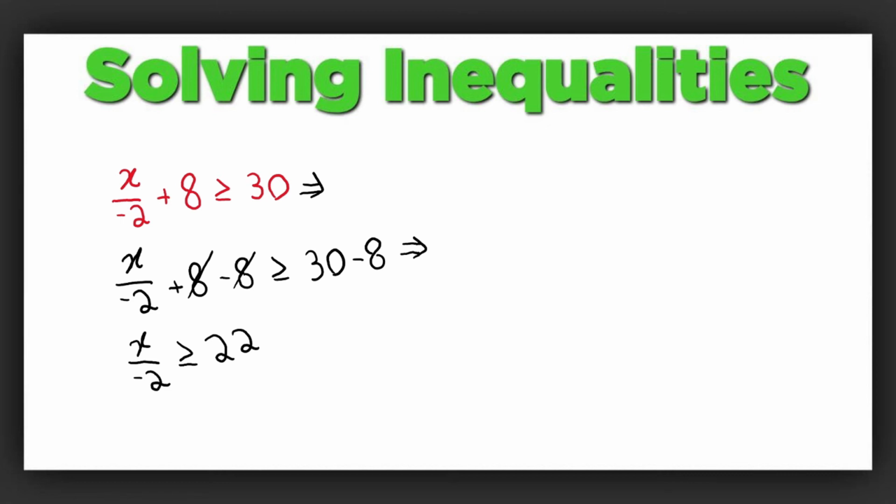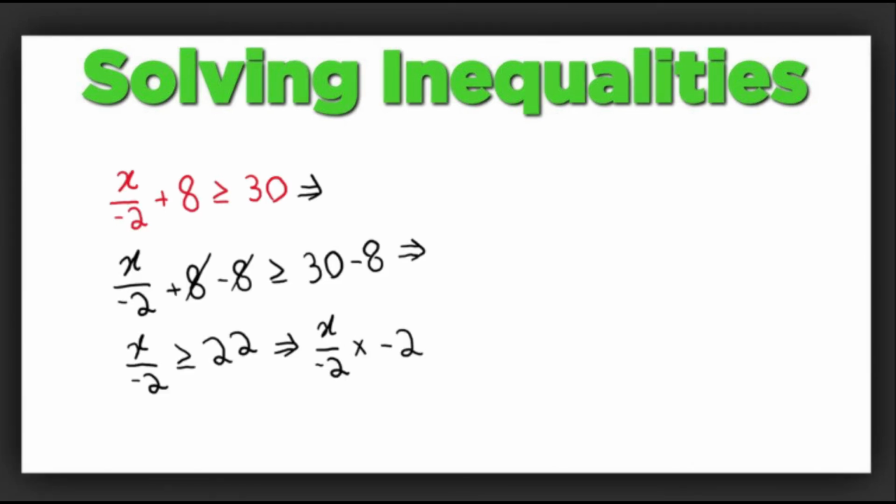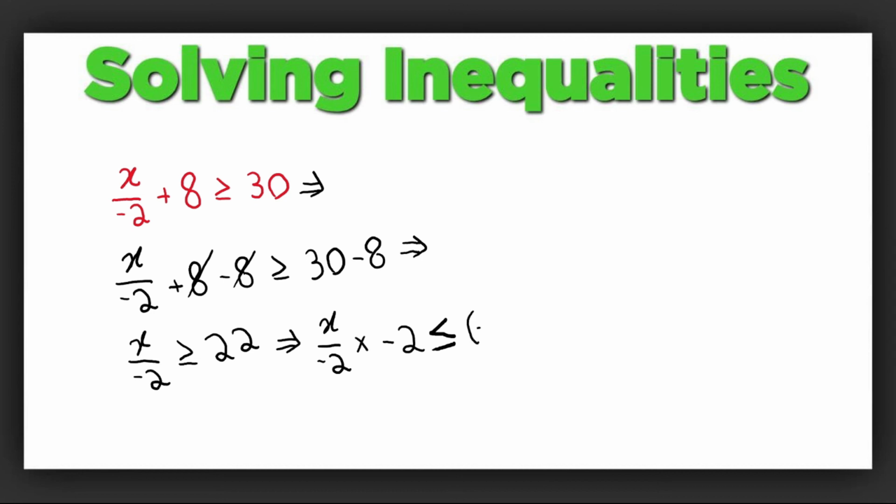So we are going to use inverse operations that will be multiplication to simplify it. We will write x over negative 2 times negative 2, and I am going to make the sign opposite because we are multiplying with negative numbers. And continue with negative 2 times 22.